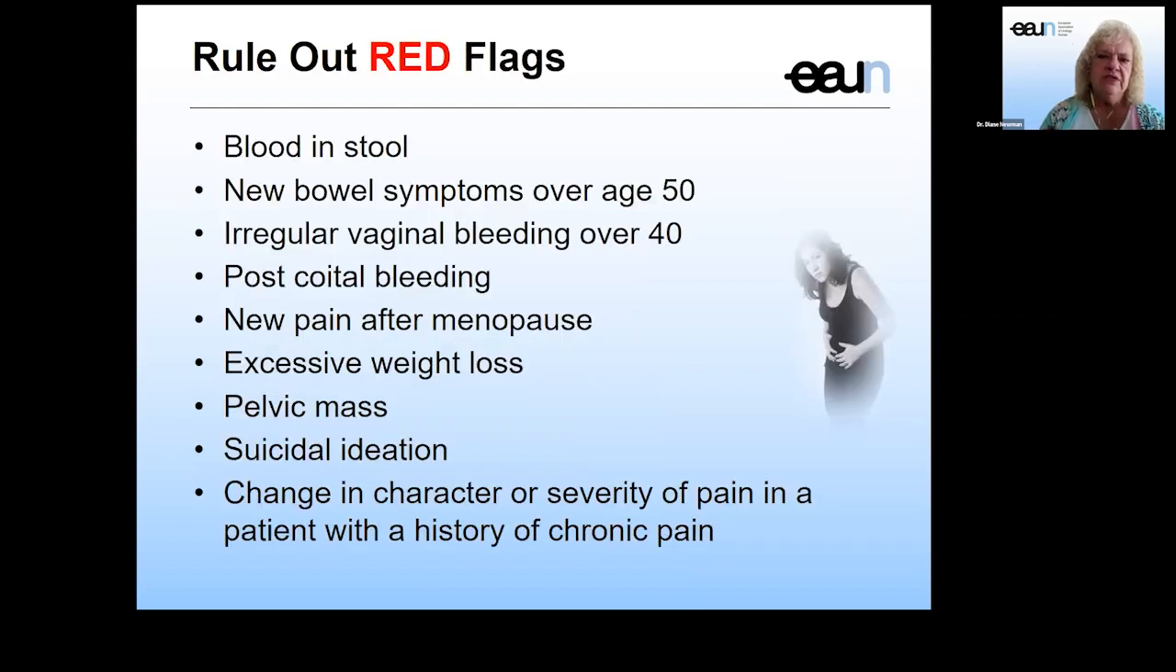Now, when you do your assessments, you want to rule out any red flags. Blood in the stool should not occur with pelvic pain. New symptoms starting after the age of 50, you want to think about colon cancer. Also irregular vaginal bleeding over 40, in that woman who is maybe peri or postmenopausal, postcoital bleeding, new pain after menopause, excessive weight loss, pelvic mass, suicidal ideation, or a change in character or severity of the pain over that history of chronic pelvic pain.